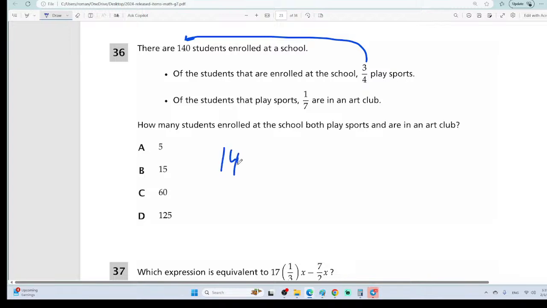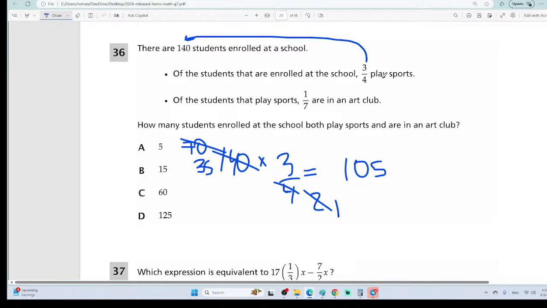So 140 times 3/4 is going to be divided by 2. You see, again, I'm doing butterfly methods. It's 70, and then I can do it again. This is 1. This is 35. Now it's going to be 35 times 3, which is 105. So 105 play sports. And now, out of those 105, 1/7 are in the art club.